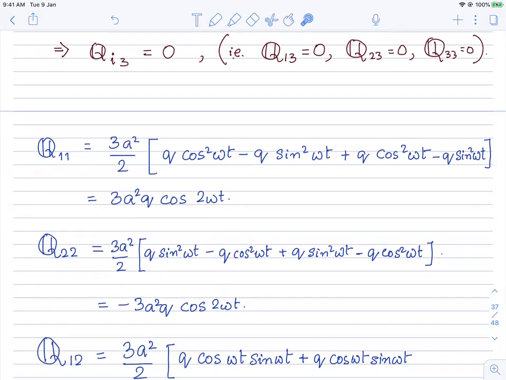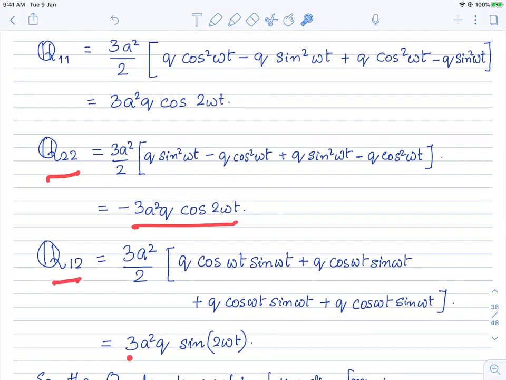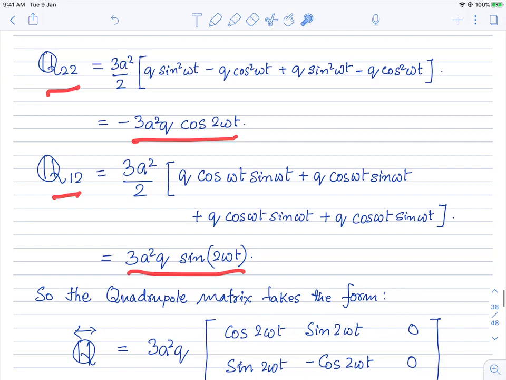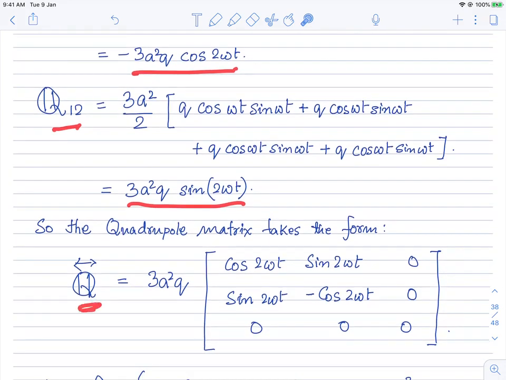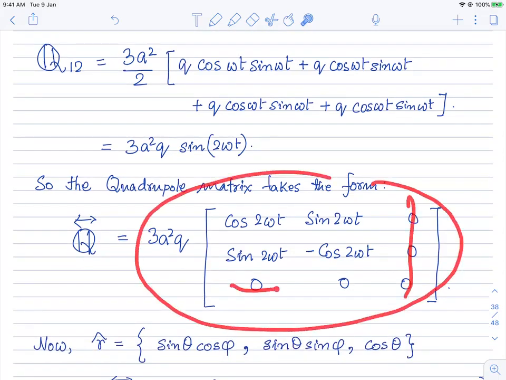You can just try to verify. Q22 has this expression. Q12 has this expression. So as a matrix, you can write it down. It has an ij component, so if i is the row and j is the column, then you can write it as a matrix. This is the form of the matrix where the Z components vanish and the XY components are non-zero.